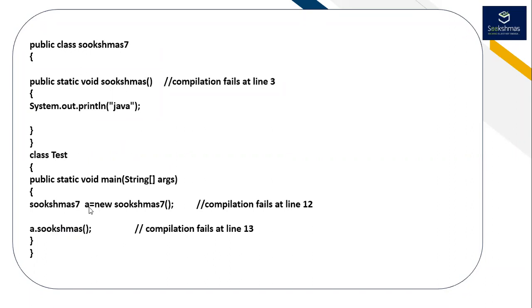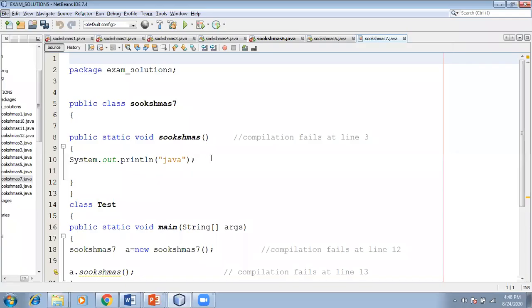Another way is you can create an object for the class, and with the help of the reference I can also call it. But this way is not recommended. With the help of the class name only you should call. But with this also I can call it. So there is no error in this code, and definitely Java will be printed on the screen. If you want, I will run and show it to you.